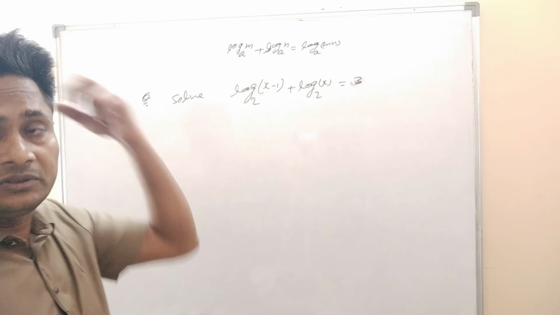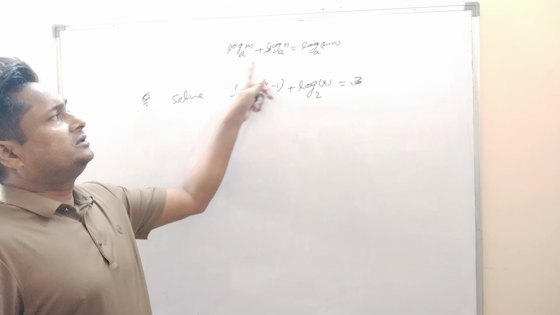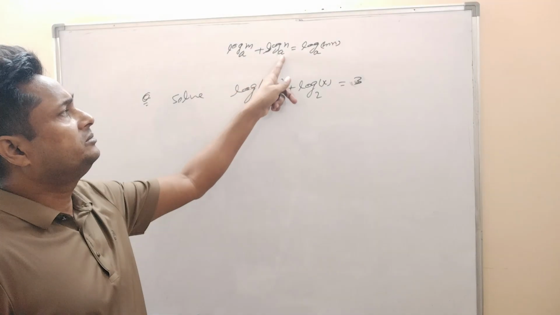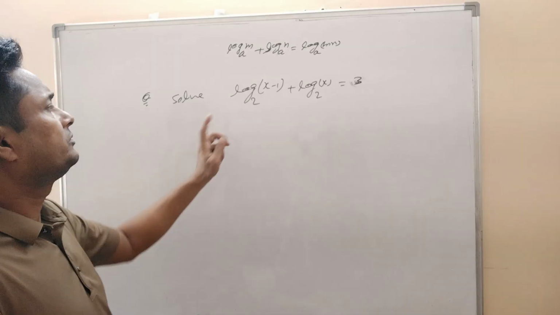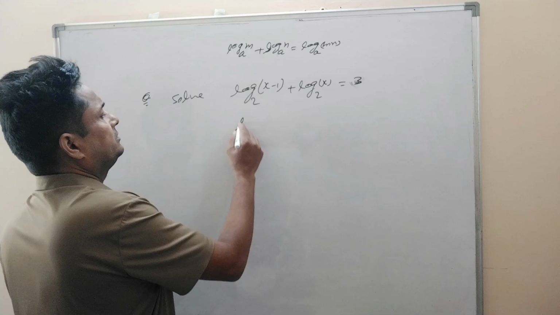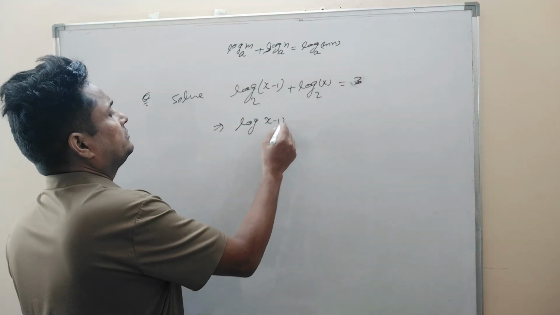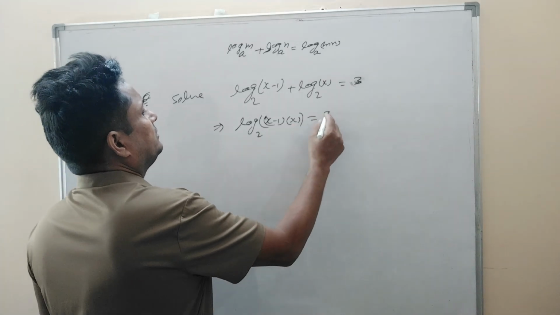We have to solve this question. Here we can apply this property: log m base a plus log n base a can be written as log mn base a. So this can be written as log of (x minus 1) into x, base 2, is equal to 3.